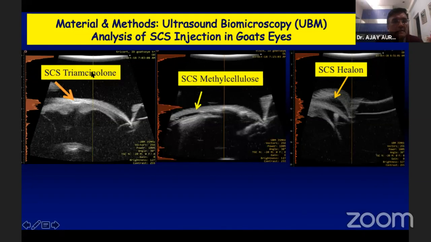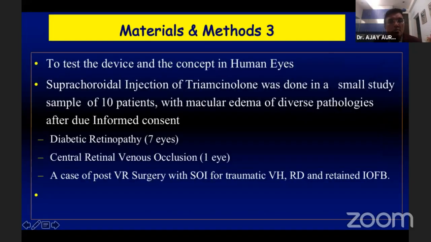We did that injection of triamcinolone, methylcellulose, and Healon, and evaluated it on the UBM and found that yes, with Healon we were able to create much greater separation. So we then tested this device in human eyes, and this was just the initial thing.